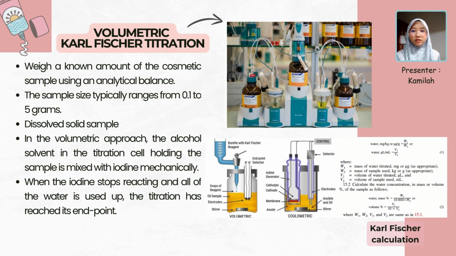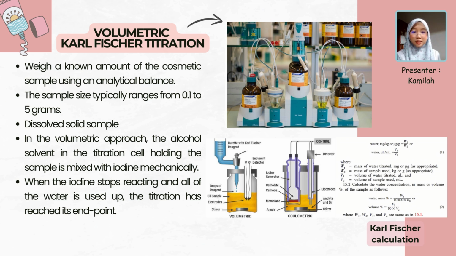For the first procedure, a known amount of cosmetic sample is weighed using an analytical balance. Before the analytical balance is used, it's better to warm it up for about an hour to prevent systematic error. Generally, an accurate weight involves four significant figures, and the sample size in the cosmetic industry typically ranges from 0.1 to 5 grams.